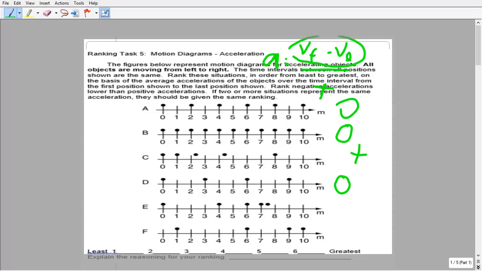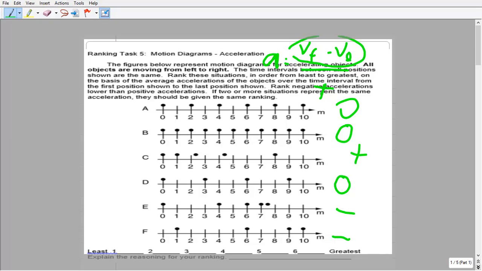And finally in E and F, what do you notice? The dots are getting closer together. And therefore, what will we say about the motion? It's slowing down. In fact, since it's moving to the right and it's slowing down, we would say it's got a negative acceleration. And we can actually work out the numbers. I don't really care about that. All I care about is the sign. And by the sign, we can rank them.